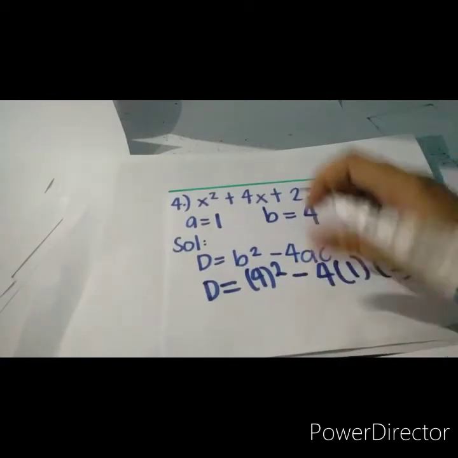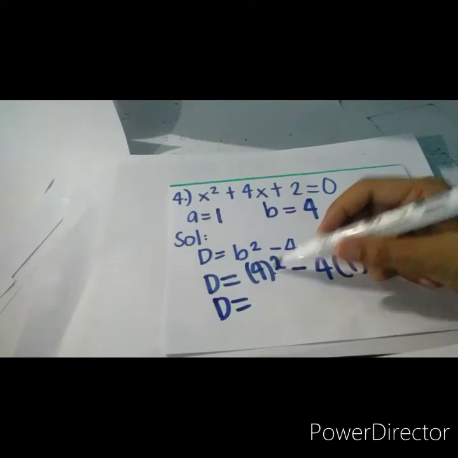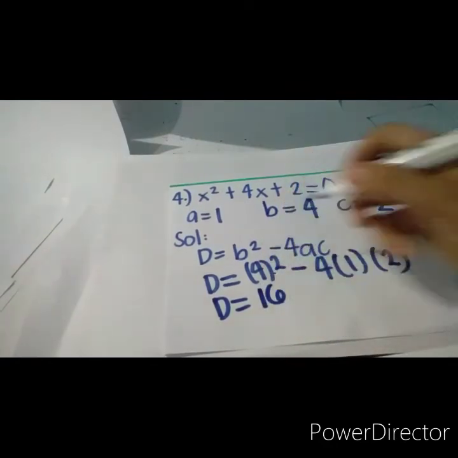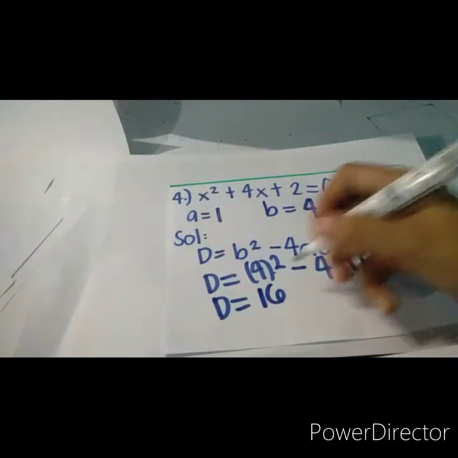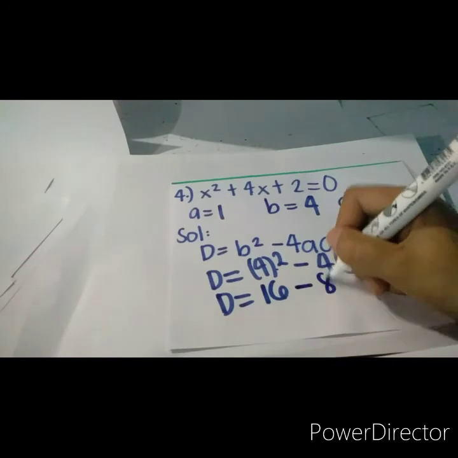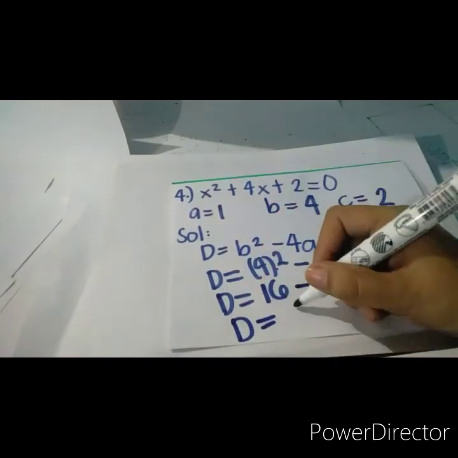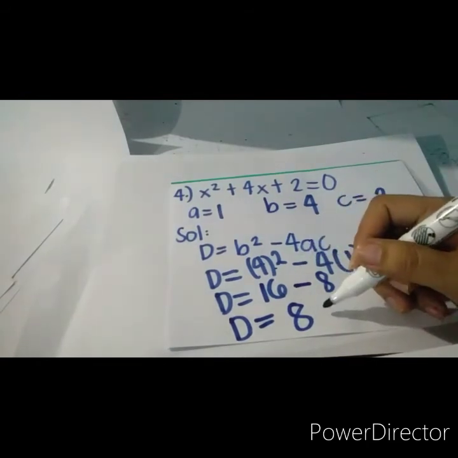So you have D is equal to, we can simplify that, 4 squared means 4 times 4, so the answer is 16. Then negative 4 times 1 is negative 4, times 2 is negative 8. So you have 16 minus 8, so you have D is equal to positive 8. So the discriminant here is positive 8.